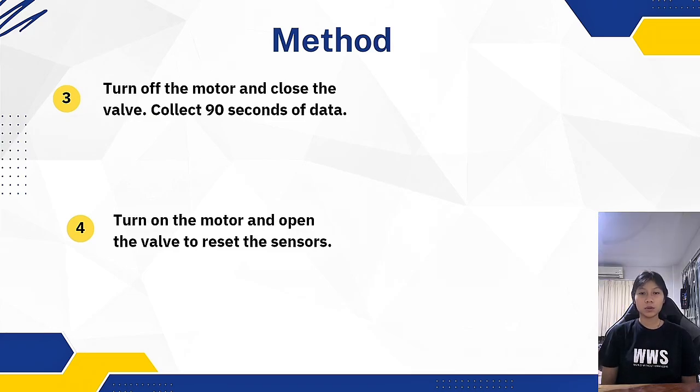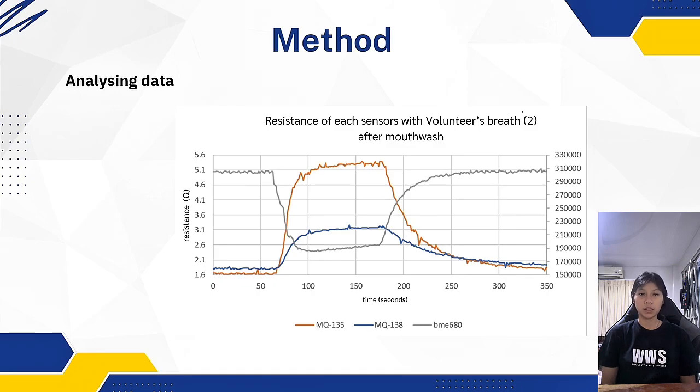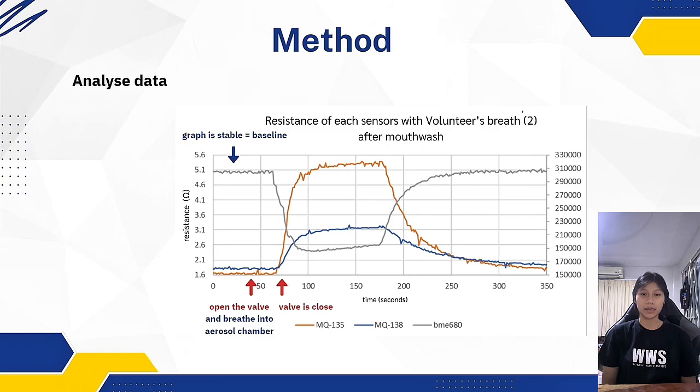Next, I'm going to show you the process of analyzing the data. We use the resistance of each sensor and graph it over the same time duration to see the patterns. You can see that in the beginning, the graph is stable, so that will be a baseline. Next, we breathe into it for 15 seconds before closing it again. We wait for another 90 seconds before opening the valve and resetting the sensors.